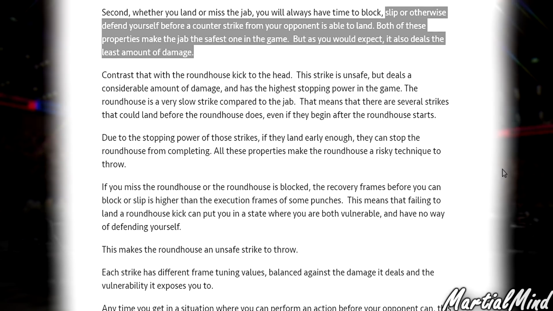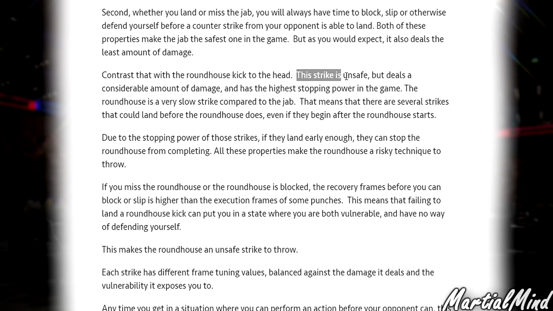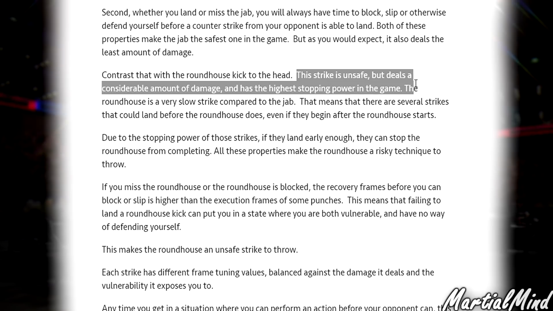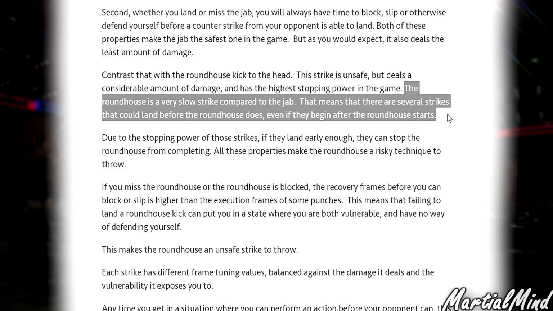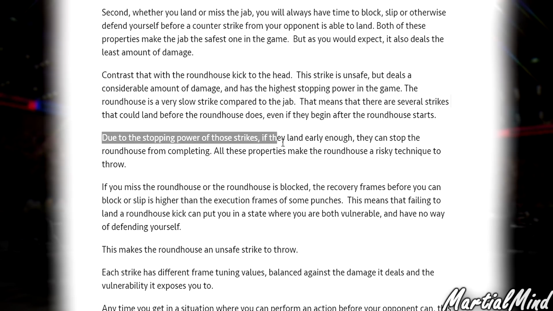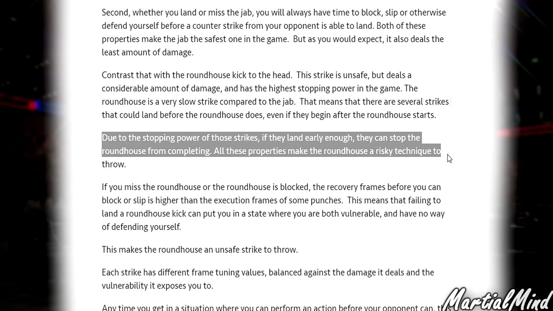Now, you contrast that with the roundhouse kick to the head. This strike is unsafe, but it also deals a considerable amount of damage, way more damage than the jab, for example, and it also has the highest stopping power in the game. The roundhouse is a very slow strike compared to the jab. This means that there are several strikes that could land before the roundhouse actually does, even if those strikes begin after the roundhouse starts. Due to the stopping power of those strikes, if you land them early enough, they can actually stop the roundhouse from completing. And all these properties make the roundhouse a risky technique to throw.